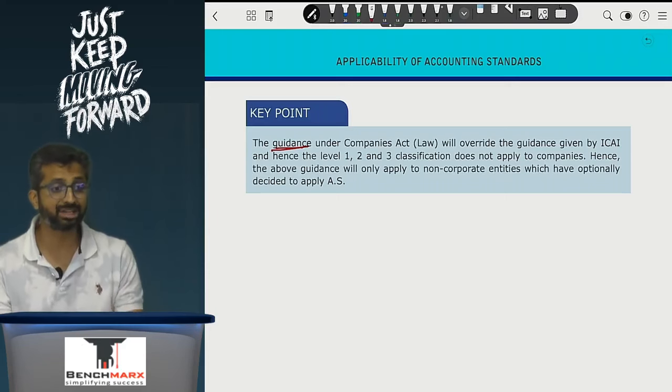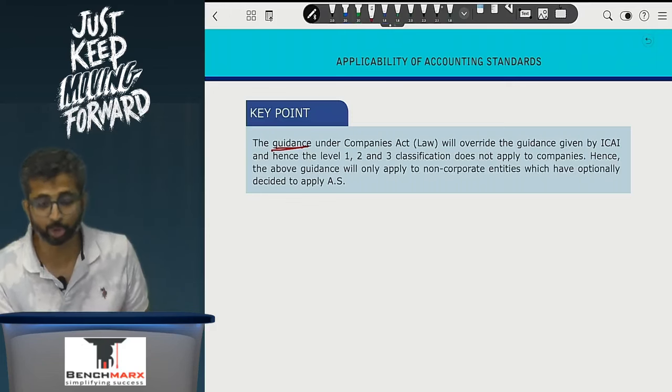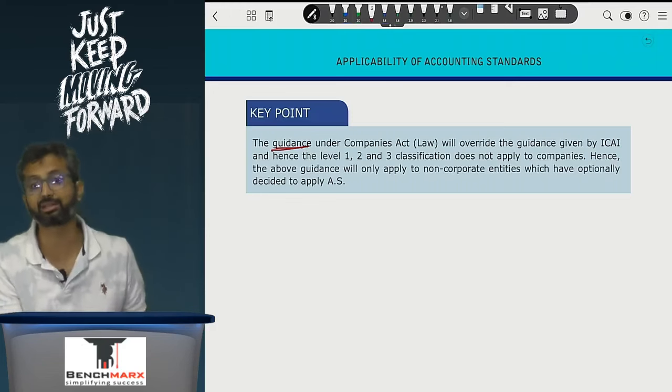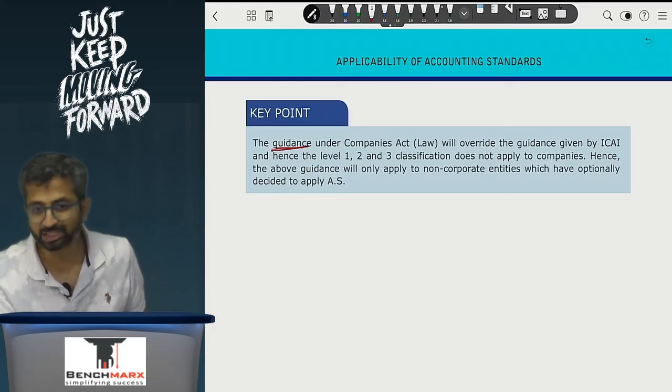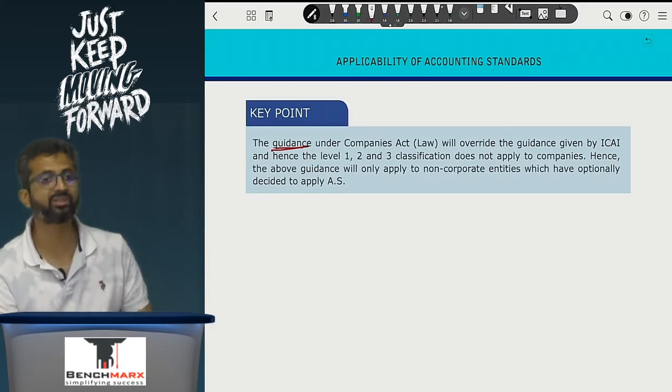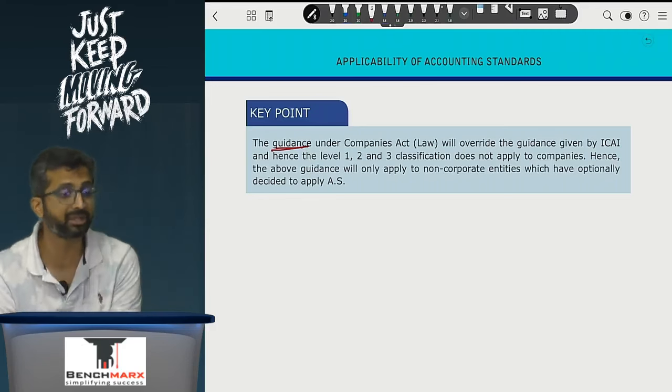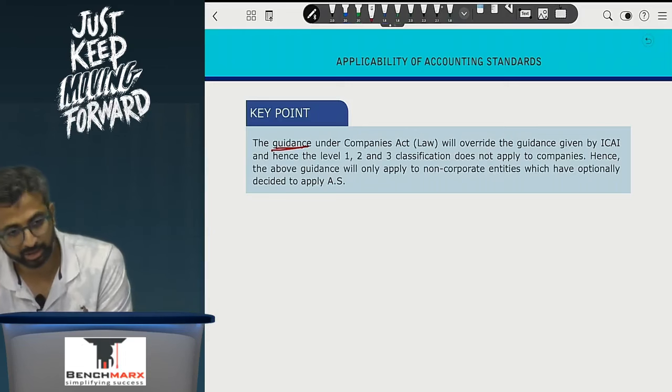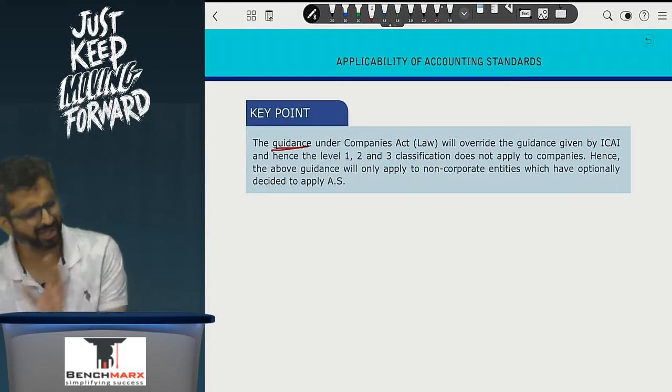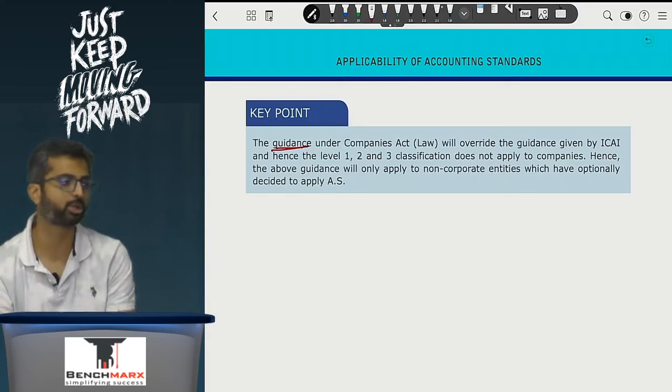Accounting standards are just given by the ICAI and approved, but the Companies Act is made as an Act. Accounting standards are not an Act at all. So in the level of hierarchy, the Companies Act will override. So if there is a conflict, very rare conflicts, but what sometimes happens?